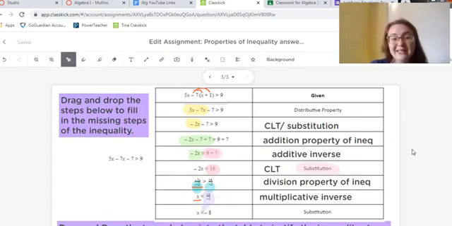Okay, so that was your Classkick on properties of inequality. I really encourage you guys to go look at your Classkick and look at the comments that me and Mrs. Osborne have made on your assignment and the edits we've made to it. Hopefully this video helped you with properties of inequality.